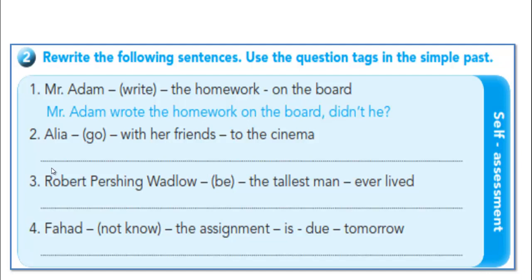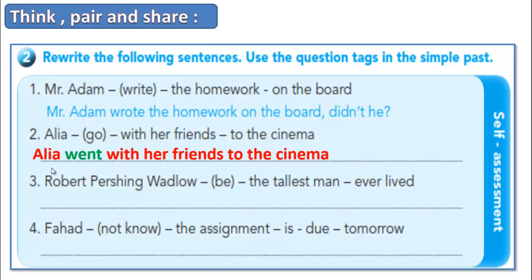The next one, Aliyah go with her friends to the cinema. Who can tell me this one? Yes, what is the past of go? That's right, went. And the sentence is in the, yes, positive. Excellent. So we are going to change it into the negative form. So it's going to become what here? That's right, didn't. And the pronoun from Aliyah, she. So the sentence becomes what? Didn't she. So let's do it together. So Aliyah went with her friends to the cinema, didn't she.